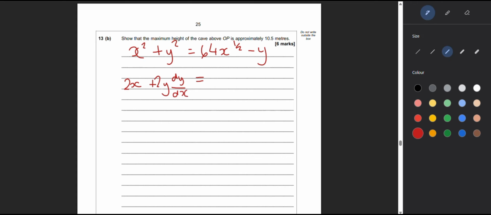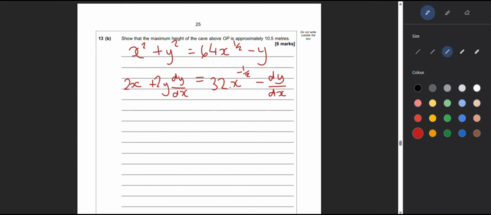And then that will give us 64x to the power of a half. So again, let's differentiate that. That'll give us 32x to the power of minus a half. And then minus y, differentiate that, we get minus dy by dx there. So we end up with that.